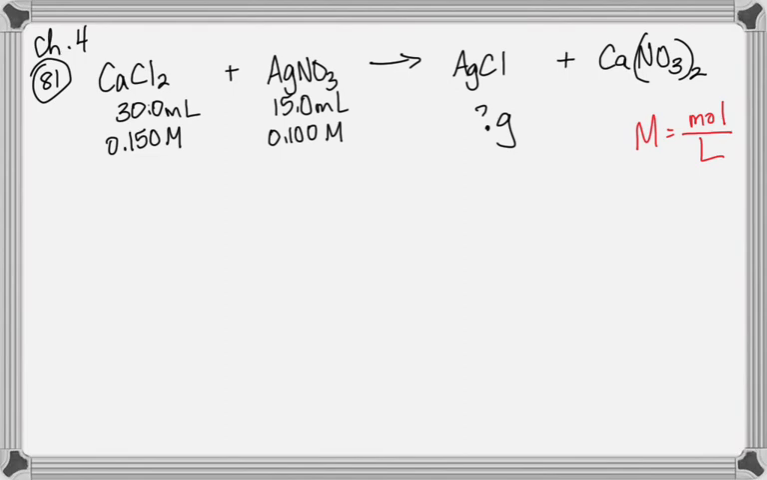And it goes back to what we were saying earlier. We always have to work with moles. We've got to get moles out of this information. So that's what I'm going to do. I'm going to take 30 milliliters, and I know that would be, moving at 3 decimals, 0.03 liters. 15 milliliters would be 0.015 liters. I'm going to multiply these together, and that's going to give me my moles for each one.